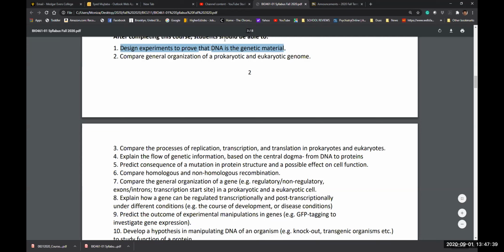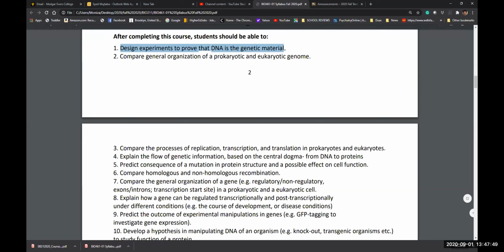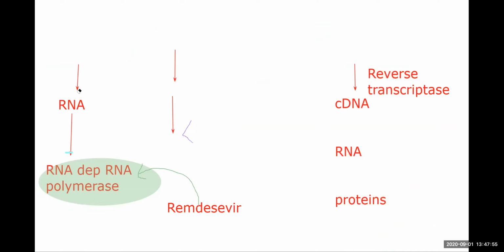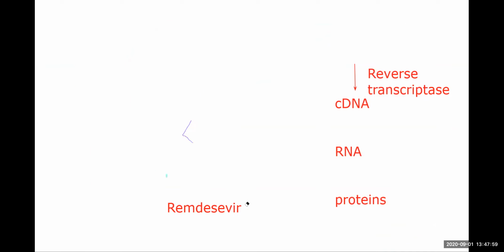Now, point number 2, compare general organization of prokaryotic and eukaryotic genomes, right? So biology is a very diverse field, a very diverse area of education. Why do I say that? Because living organisms are so vast. Living organisms could be distinguished on the basis of number of cells, right? An organism could be unicellular like bacteria. Certain eukaryotes are unicellular. So there can be two types depending upon the number of cells, unicellular and multicellular.